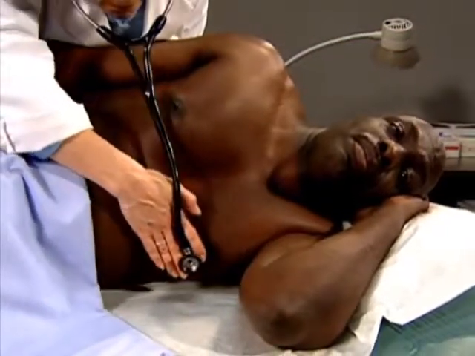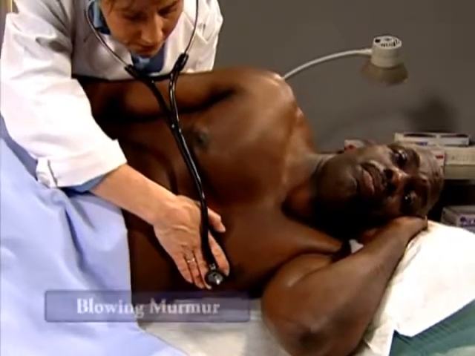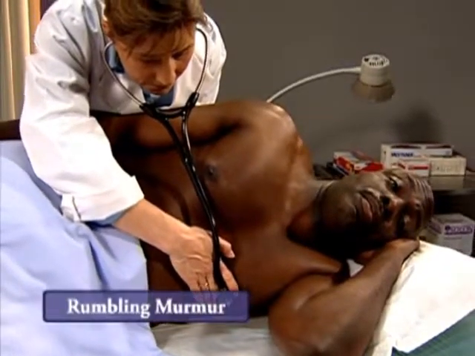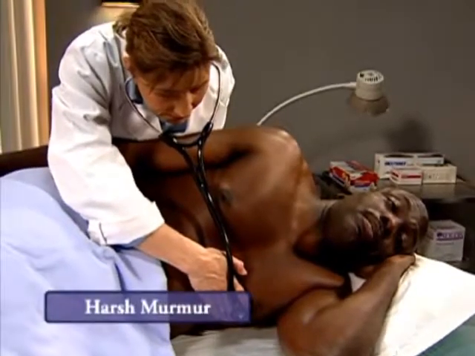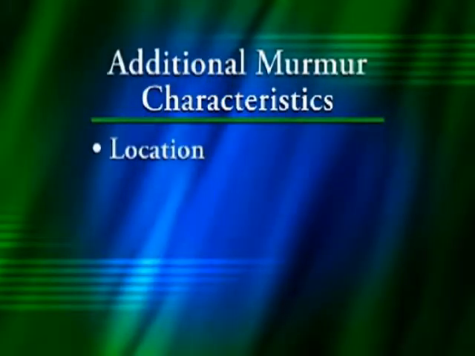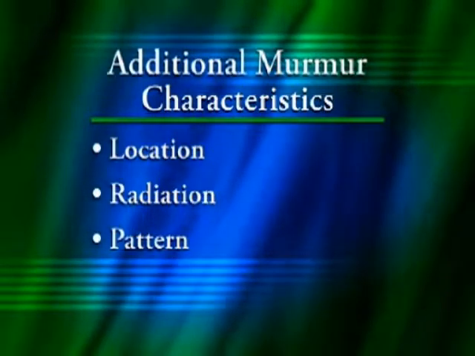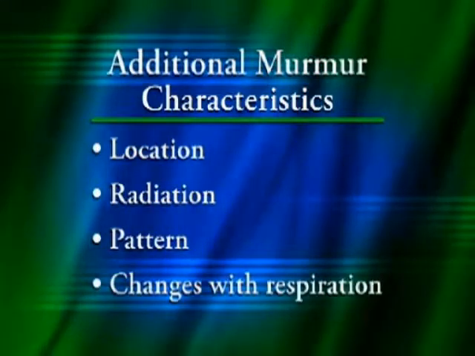In addition, describe the murmur's quality. For example, a murmur may be blowing, rumbling, or harsh. Also note the murmur's location, radiation, pattern such as crescendo, decrescendo, or plateau, and changes with the respiratory phase.